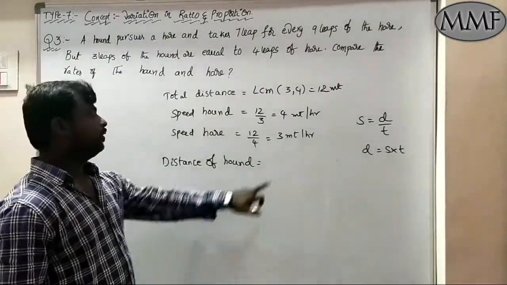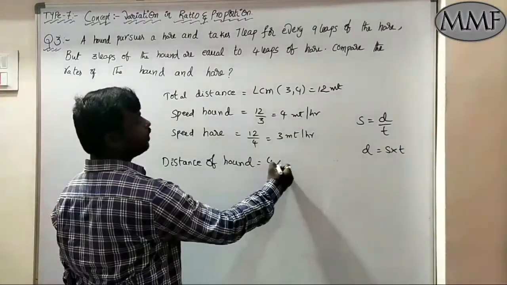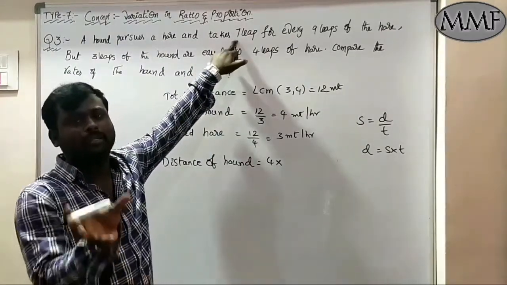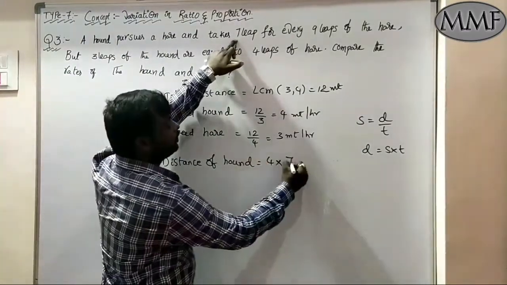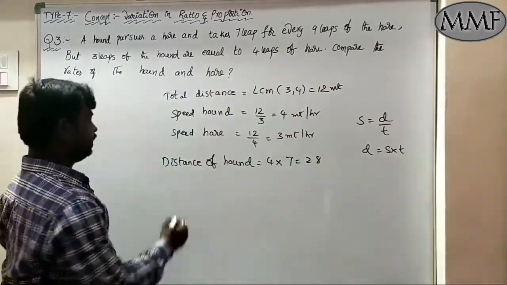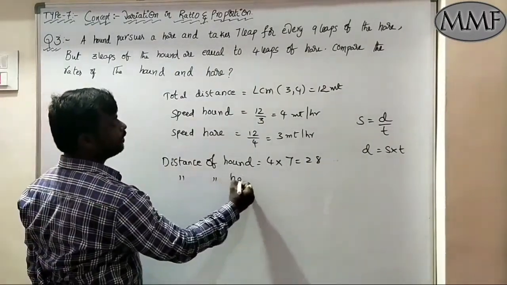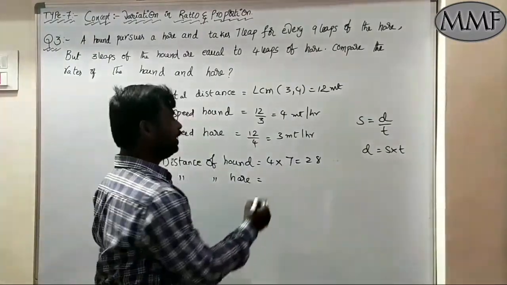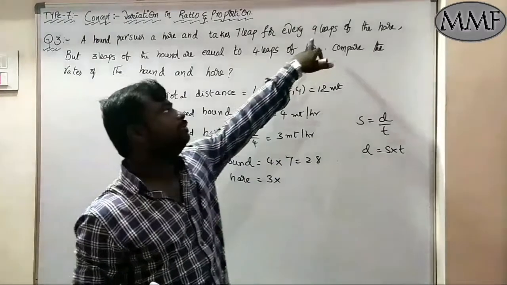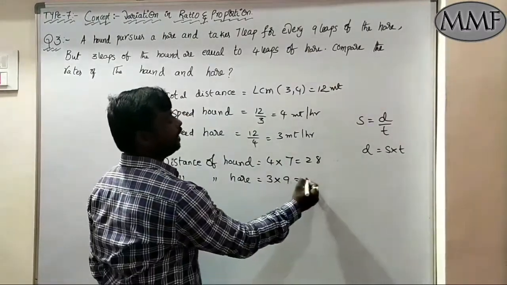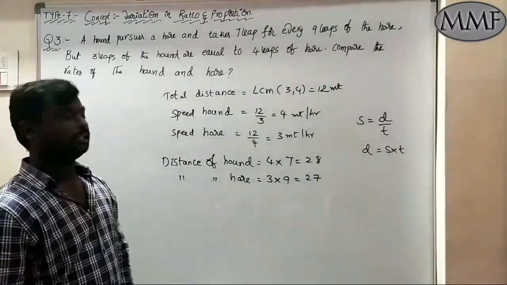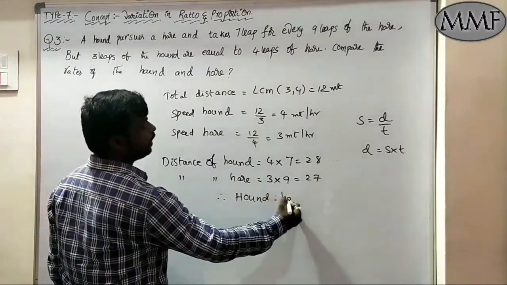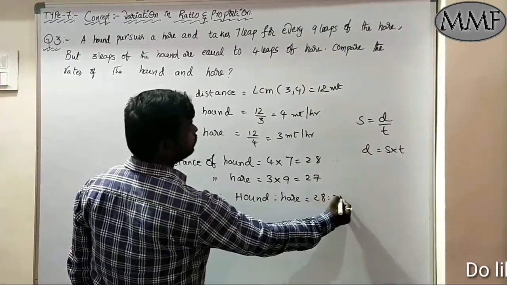Clear or not? What is the speed you have for the hound? 4 into. What is the time taken? It is taking 7 leaps. Leap means nothing but a span of time. 7 into 4, 28. Then the distance of the hare. How much? Distance d is equal to speed into time. Speed is how much? 3 into. How many leaps is it taking? 9. So 9 into 3, how much? 27. So therefore the ratio of hound to hare is nothing but 28 to 27.